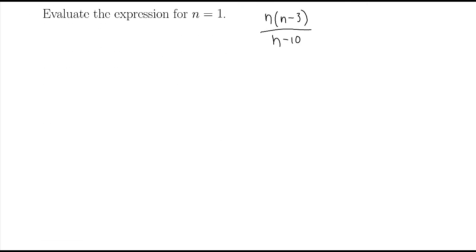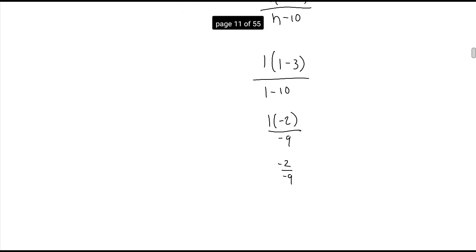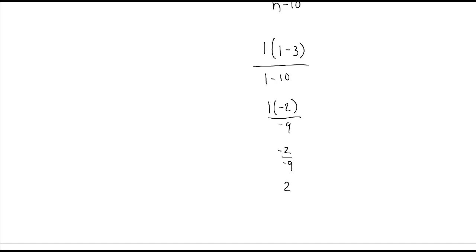That will be 1 times 1 minus 3 times 1 minus 10. Well, that's going to be 1 times negative 2 over negative 9. That's negative 2 over negative 9, and two negatives, of course, make a positive, so we'll have positive 2/9.